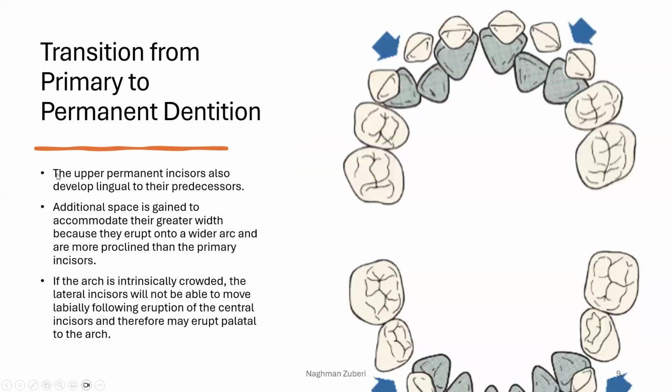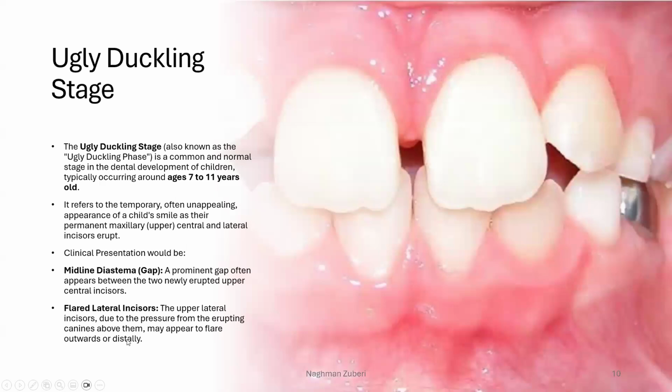Well, transition from the primary to the permanent dentition, we are discussing the upper permanent incisors, which also develop lingual to their predecessors. Additional space is gained to accommodate their greater width because they erupt into a wider arc and are more proclined than the primary incisors. If the arch is intrinsically crowded, the lateral incisors will not be able to move labially following the eruption of the central incisors, and therefore they may erupt palatal to the arch.